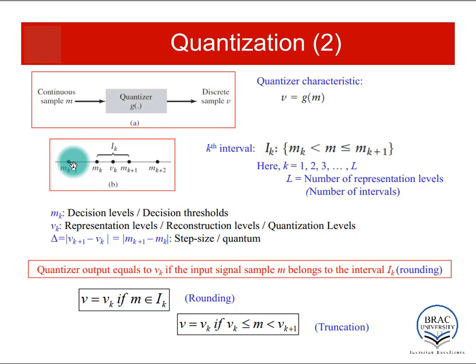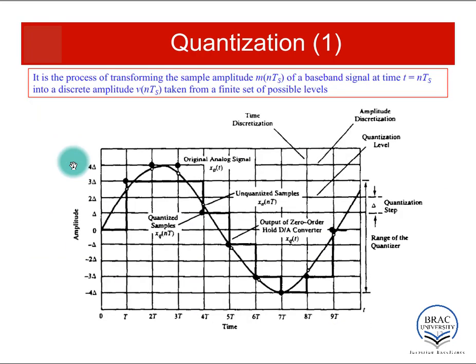Let's get back to the previous image. Let's say this sample here, we want to decide whether to quantize it to 3 delta or 2 delta. From the naked eye view, we can already assume that this is somewhat closer to 3 delta. So in the rounding method, we are going to quantize it to 3 delta. That's fine. That's the view of our eye. But what's the scientific process behind that?